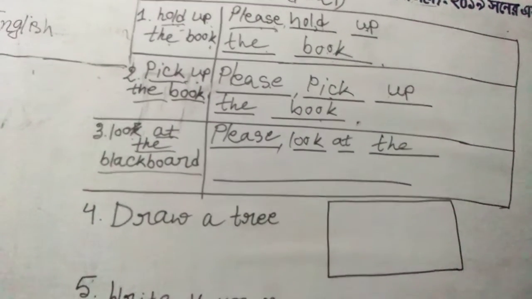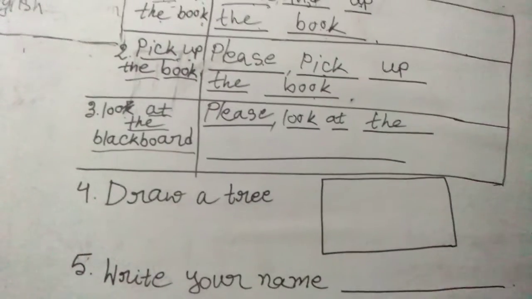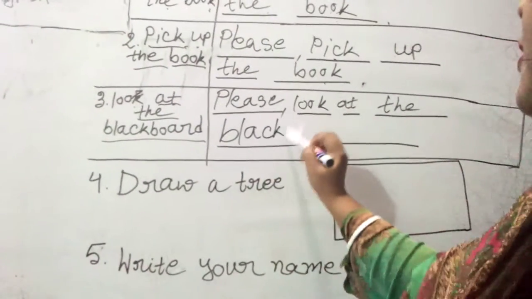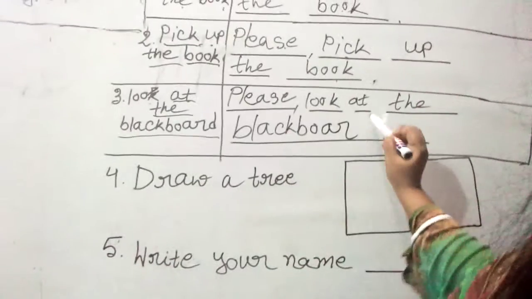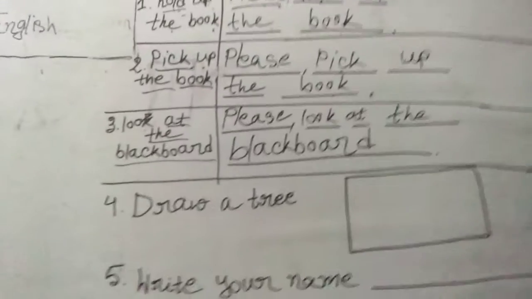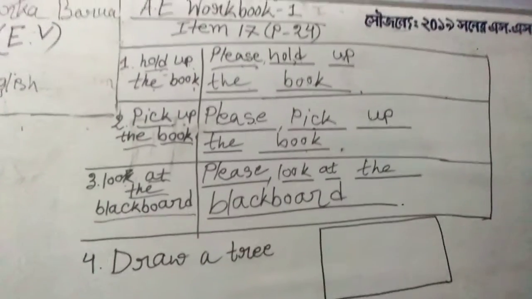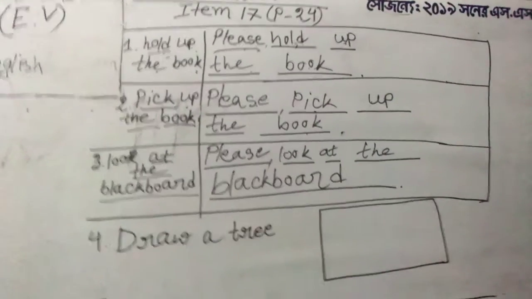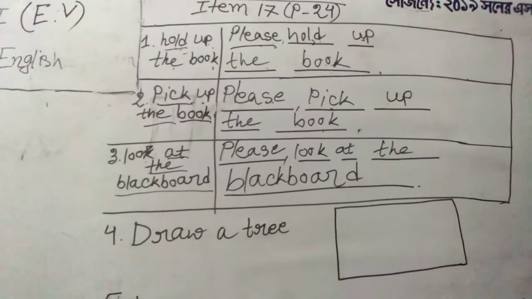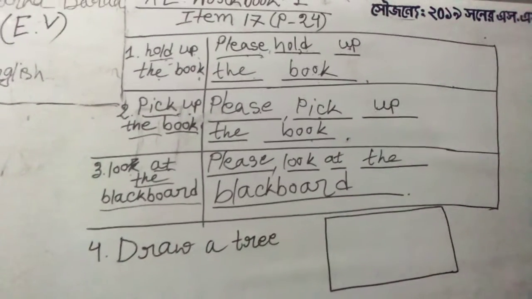So what should I write here? I would like to write here, please look at the blackboard. So in this way you have to put the fillings. Now again, starting from number 1, you will have some clues right beside the gaps. The clues are not a single word. They are some parts of a sentence.